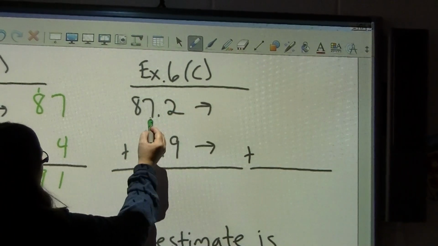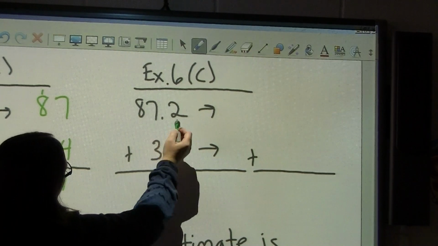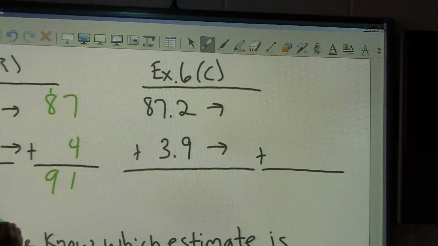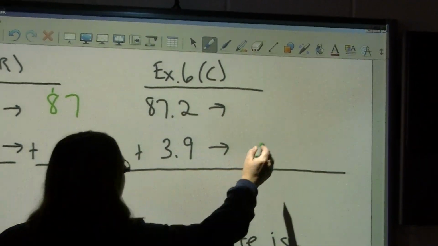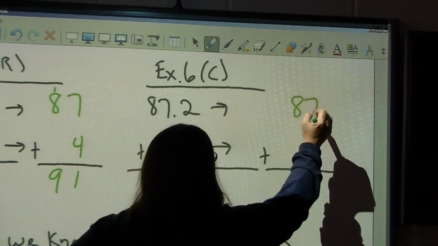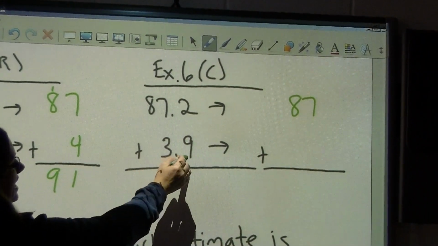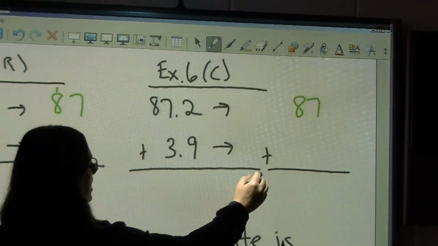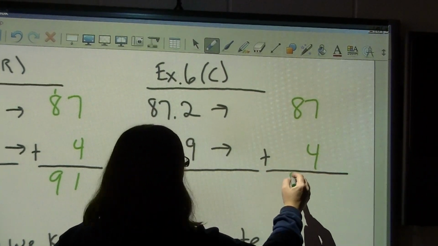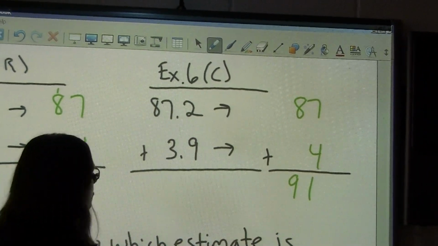Compatible numbers. Now 87 and 2/10. Is that closer to 87 or 88? Really close to 87, so we're going to use 87. Okay, and 3 and 9/10 is close to what? 4. And again, you see that these numbers are similar, and we get 91.